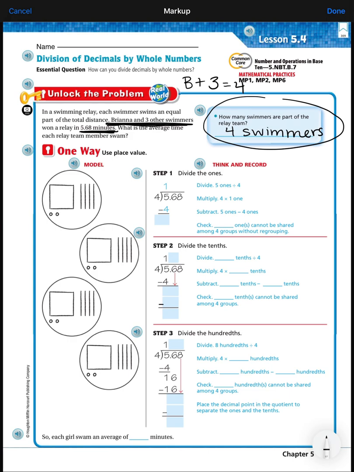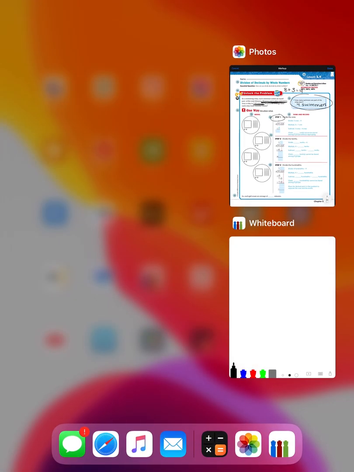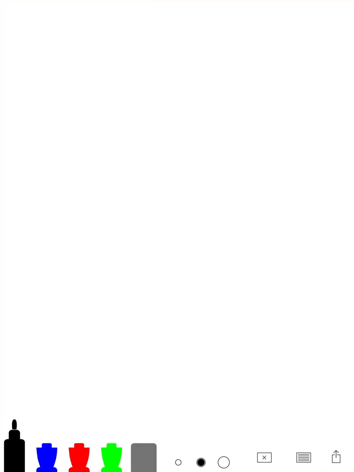And they've actually done it for you over here where it says step 1. But I'm going to go to a whiteboard because I am going to show you how I would solve it because I'm not a fan of what they did there, okay? So I'm going to go to my whiteboard here. And the problem was 5.68 minutes divided up amongst 4 swimmers. So we want to know how much each swimmer swam.